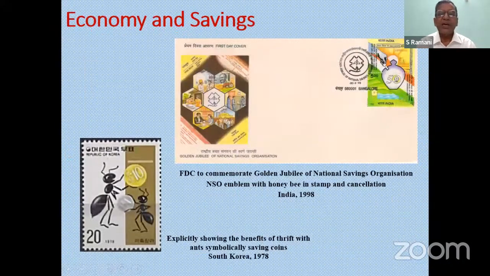Economy and savings, insects have also been featured. Like, for example, this stamp, which shows ants actually save for the winter, you know. So you can see here, they are showing coins being used as a representative, as a benefit of thrift, where ants are using coins. India has also produced a stamp with the honeybee to show savings. This is actually the emblem of the National Savings Organization. So you can see here the honeybee is featured and the hexagonal cells here. The honeybee is featured both in the stamp as well as in this cancellation. So it is showing you economy and savings.